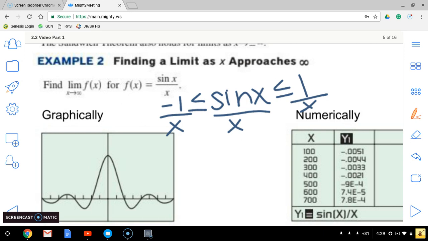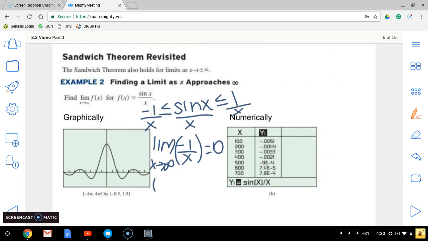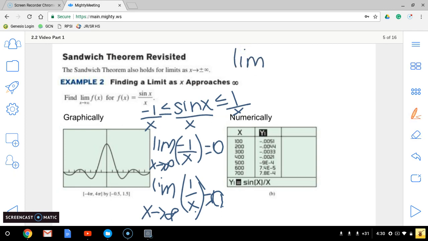And therefore, by the sandwich theorem, the limit of negative 1 over x as x approaches infinity is equal to 0, as well as the limit of 1 over x as x approaches infinity is equal to 0, which then tells me the limit of the sine of x over x as x approaches infinity is also 0.